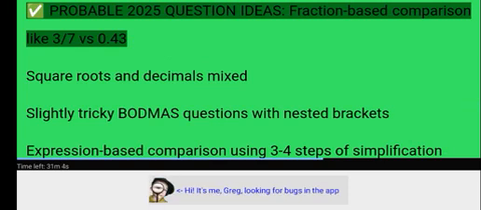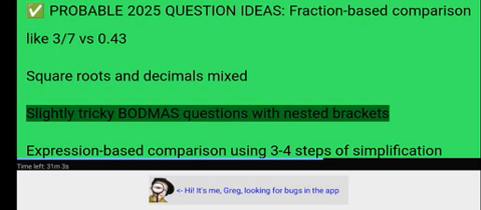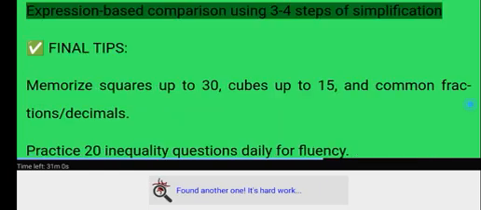Probable 2025 question ideas: fraction-based comparison like 3/7 versus 0.43, square roots and decimals mixed, slightly tricky BODMAS questions with nested brackets, and expression-based comparison using 3 to 4 steps of simplification.